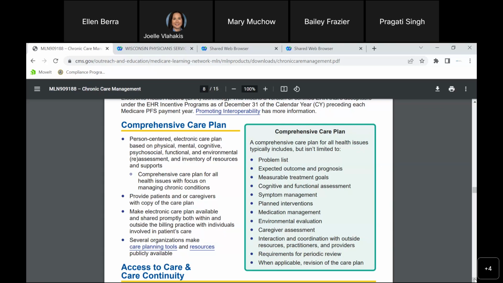Now, you wouldn't bill an E&M service for that, because it would be part of chronic care management, but the time that you're spending in having that face-to-face interaction with the patient can still be part of your monthly chronic care management service.